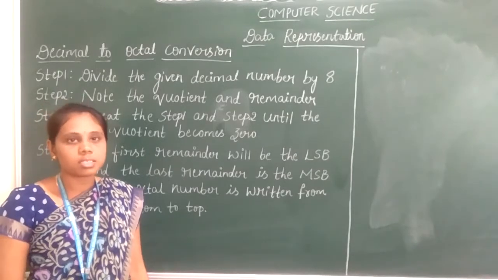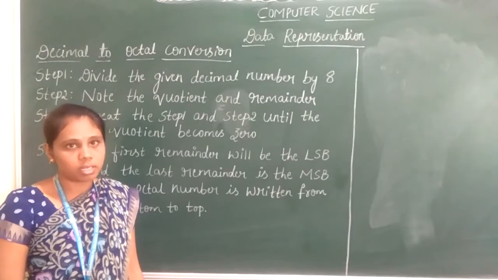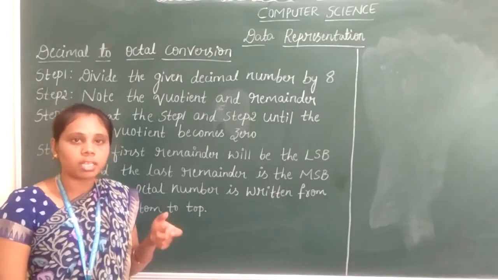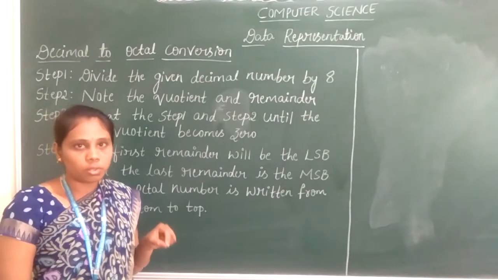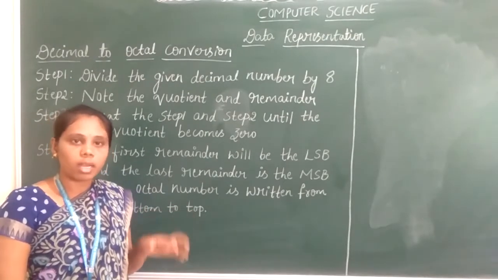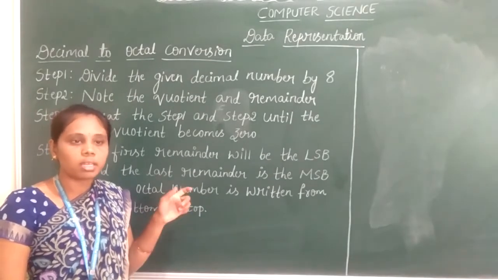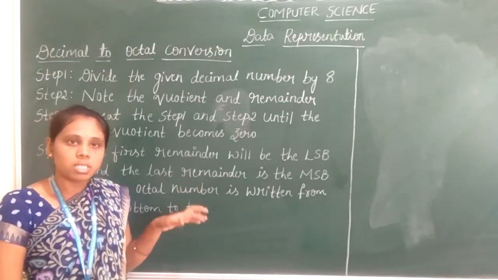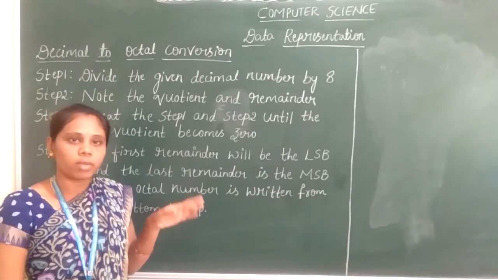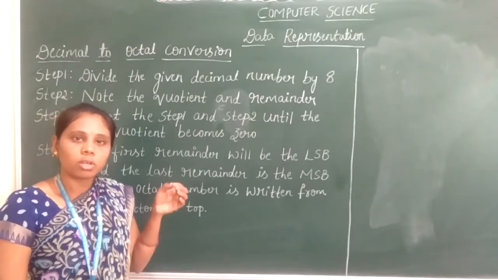Students, in the last class we were discussing the conversion from decimal to binary system. In decimal to binary conversion, we were dividing the given decimal number by 2 and noting down the remainder and the quotient. Then you divide the quotient by 2 again, until the quotient becomes 0, or where the number cannot be divided by 2. After that, you write down the values from bottom to top.